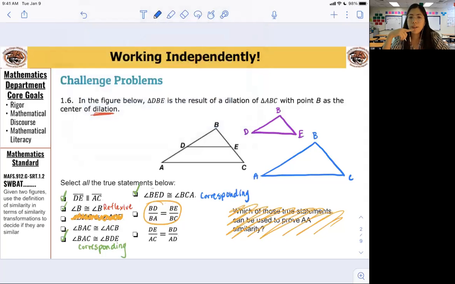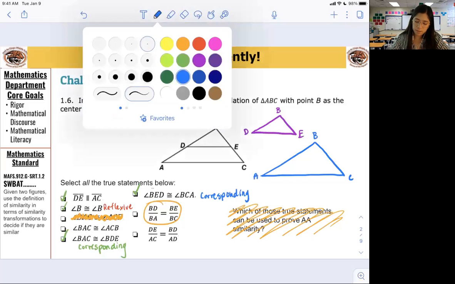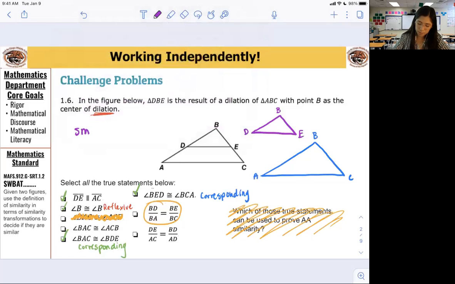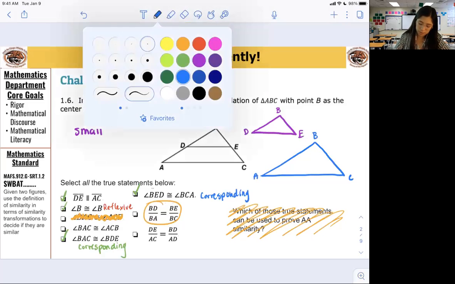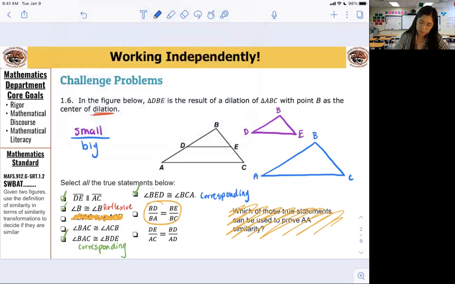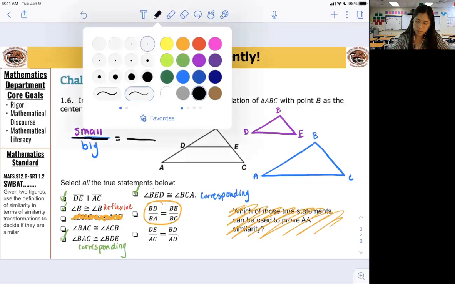And what do we know about corresponding sides of similar triangles? What did we write down in the bell ringer? Corresponding sides of similar triangles are? Good, proportional. They're not 90, that's angles. We're not talking about angles, we're talking about side lengths. What I just did, this is small over big equals small over big. It's triangle proportionality.